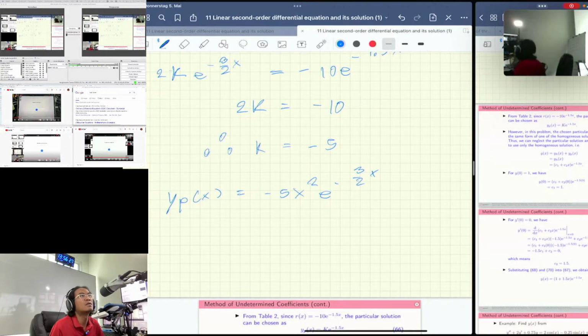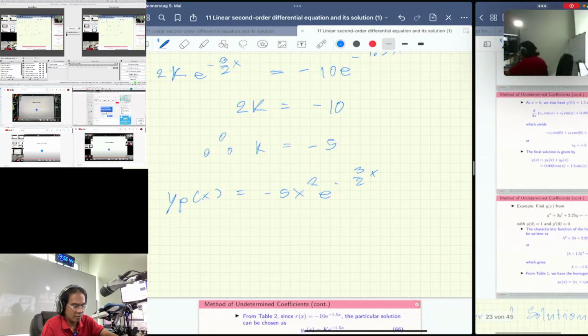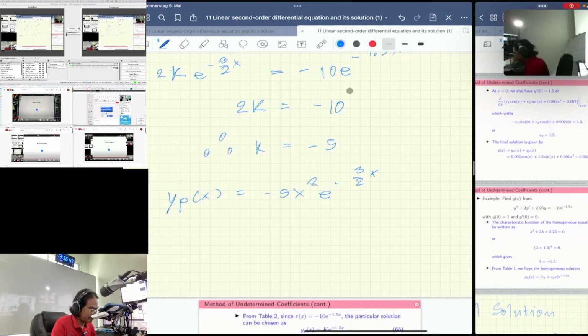ODE solver. Okay, for example, what is this? y double prime plus 3y prime, y dash, plus 2.25 y equal to negative 10 exponential of negative 1.5x.